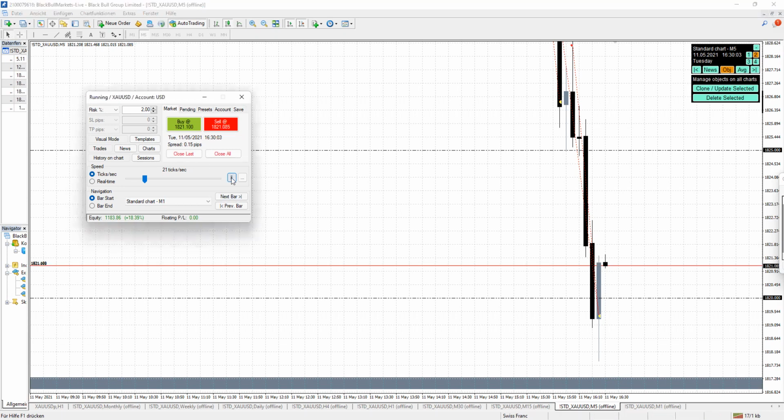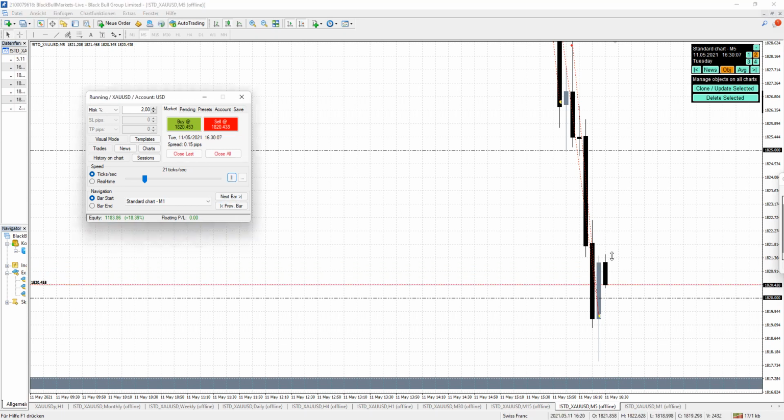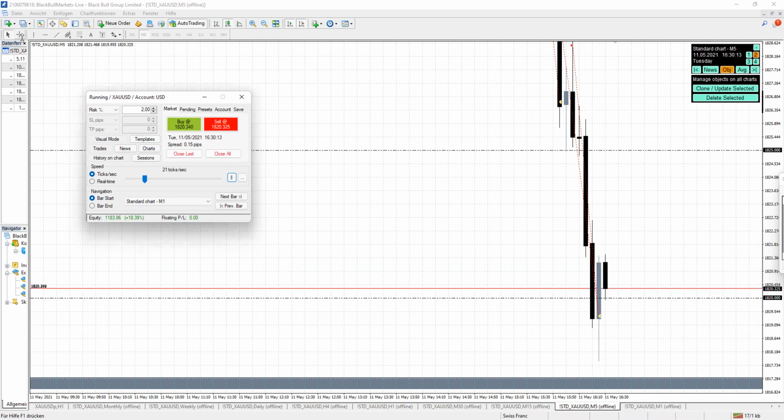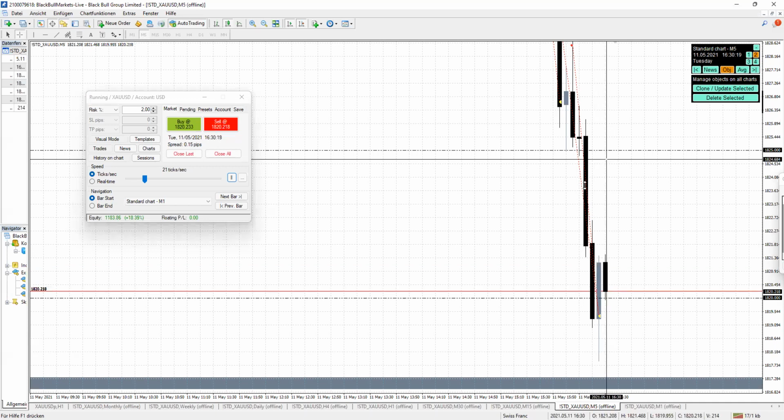Yeah, let's see what's going to happen. Because everybody is going to jump in here, but then it's going to pull back. Everybody's going to close here, and here it's going to reject.